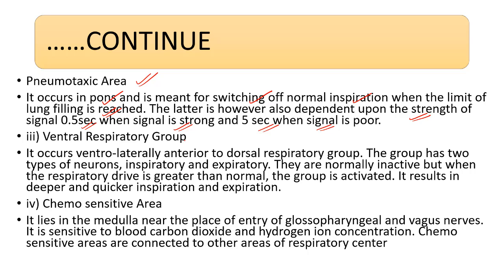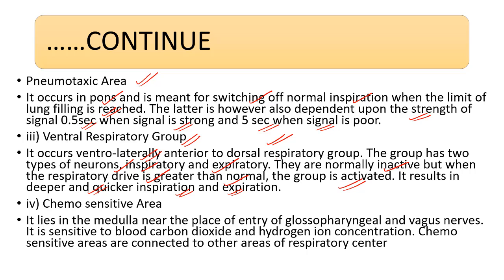Then the ventral respiratory group, VRG. It occurs ventrolaterally, anterior to the dorsal respiratory group. The group has two types of neurons, inspiratory and expiratory. They are normally inactive, but when the respiratory drive is greater than normal, the group is activated. It results in deeper and quicker inspiration and expiration. So deep inspiration and expiration is basically controlled by the ventral respiratory group.